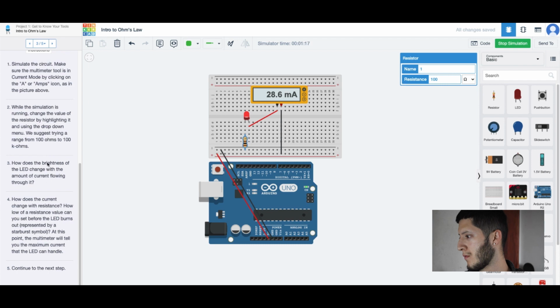How does the brightness of the LED change? Yeah, so it gets dimmer the more resistance. Less light, less voltage, right? Okay. How does the current change with resistance? How low of a resistance value can you set before the LED burns out? At this point, the multimeter will tell you the maximum current that the LED can handle. Alright, let's see what's the lowest it can go to.